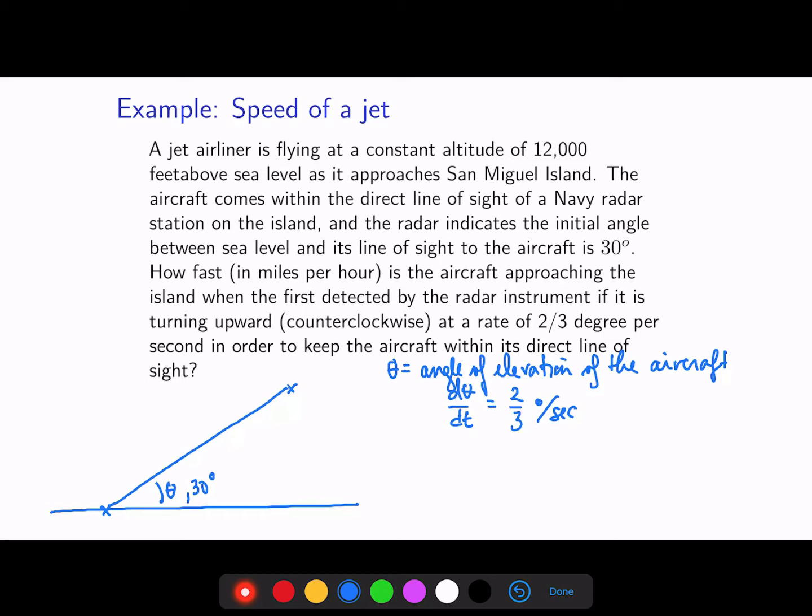What else do we know? We know the plane is flying at a constant altitude of 12,000 feet. So I could sketch in its flight path here, parallel to the sea. What do I want to know? I want to know how fast the plane is moving in miles per hour. So what's the velocity of the airplane? In calculus we learn velocity is the derivative of a position function. So let's put a position function in here.